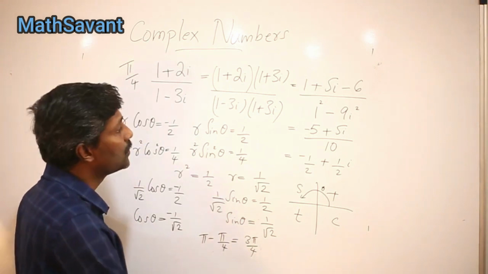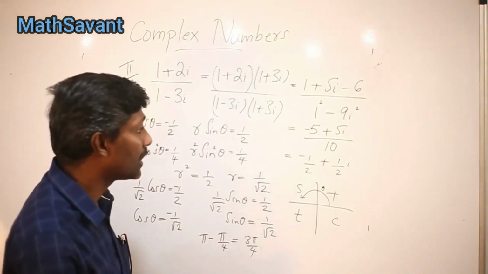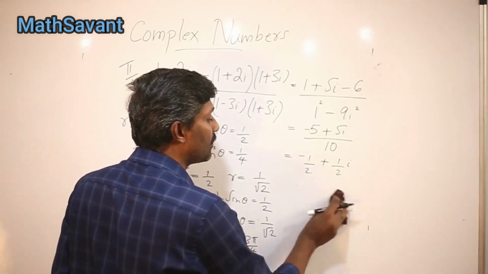Now we substitute this value in the polar form and we get the polar form as, okay, I will erase this and I will write it here.